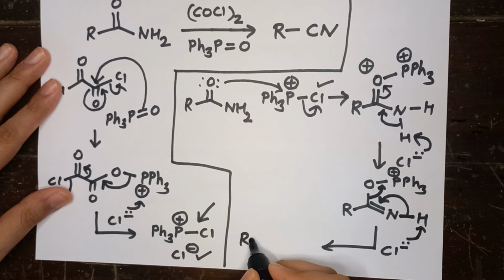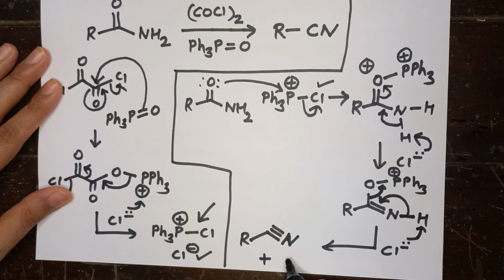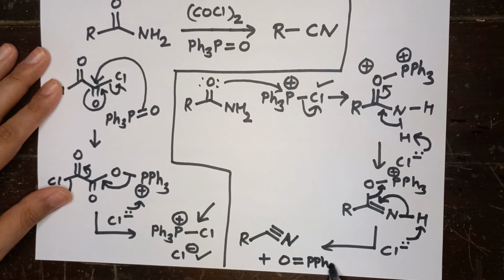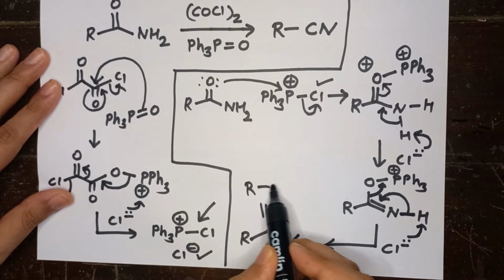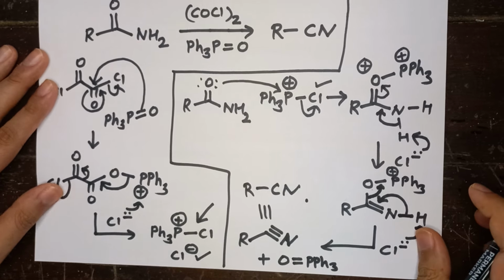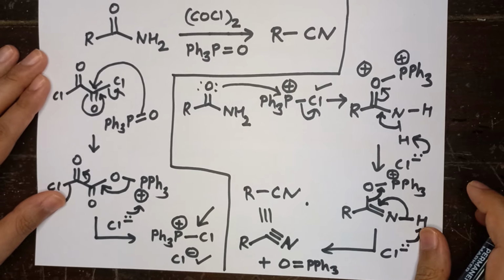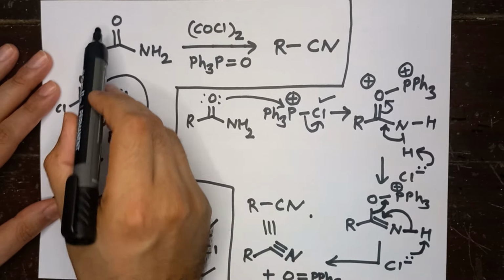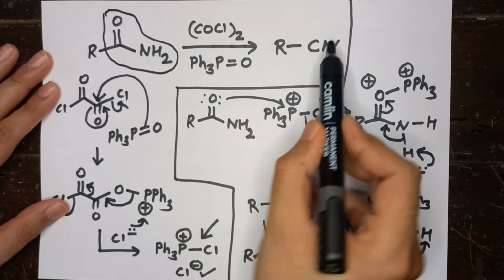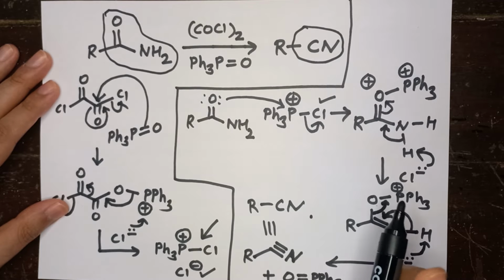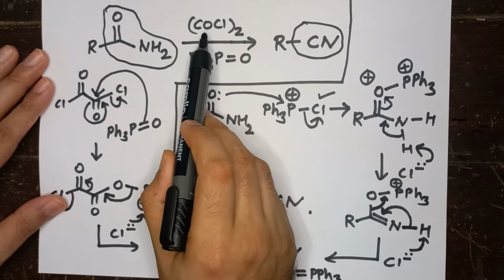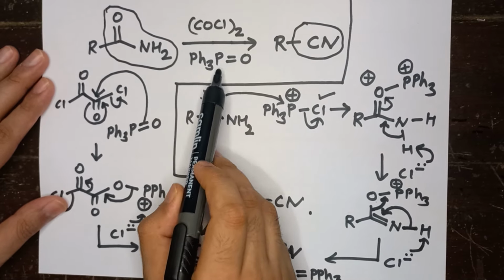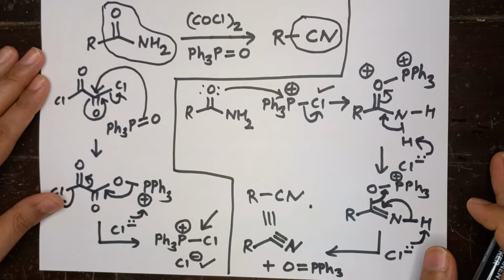So the product is R-C triply bonded with N and the byproduct is triphenylphosphine oxide and we got the product RCN. So this is very interesting for your exams where you might be asked to convert your amide into a nitrile in a single step, then you need to think about all this. Doing Appel reaction using oxalyl chloride and triphenylphosphine, and this is the reaction mechanism for it.